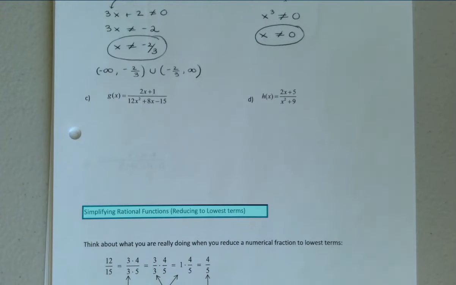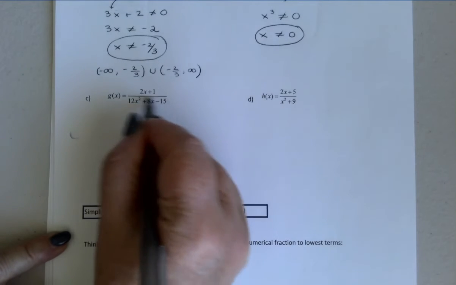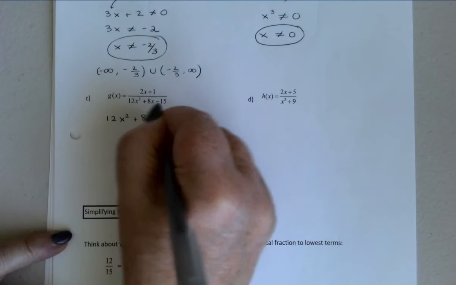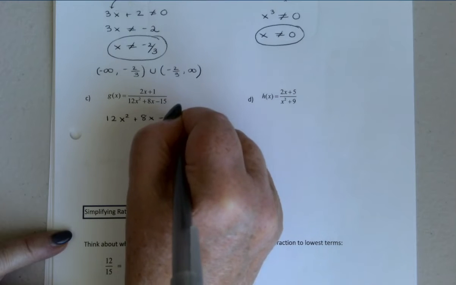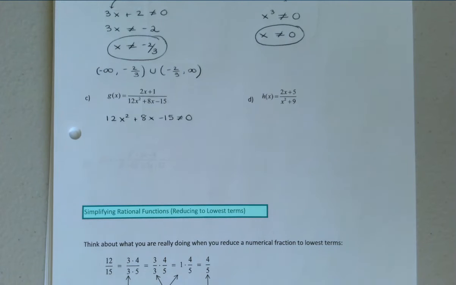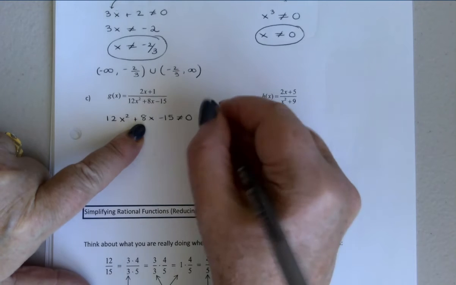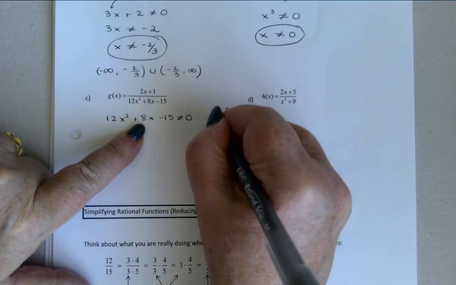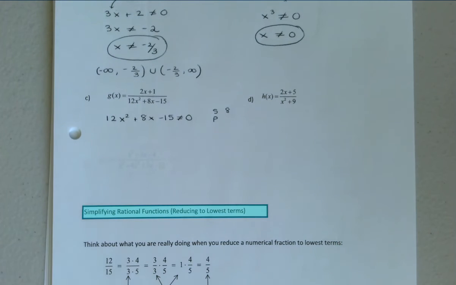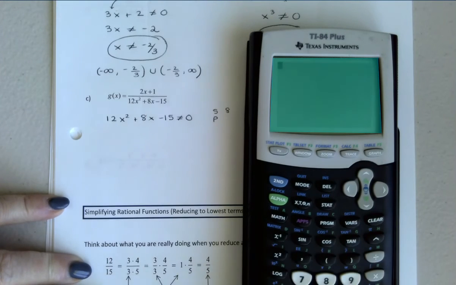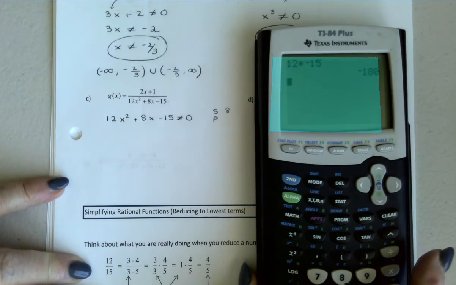In C, this time I've got a whole quadratic in my denominator, so I'm going to have to say that whole thing cannot be 0. And let's see, I'm going to try to factor that, hoping it does here. I would need a sum of 8, and in my product, 12 times negative 15, my product has to be negative 180.